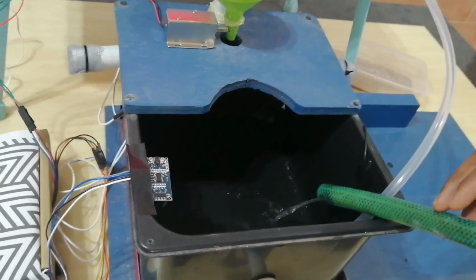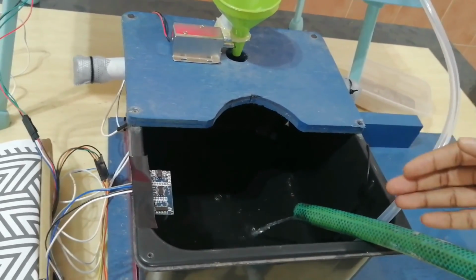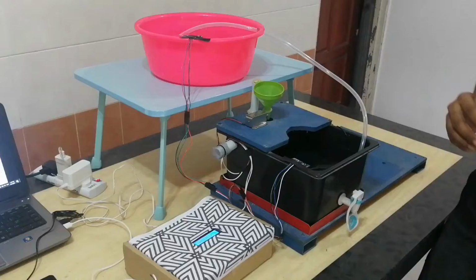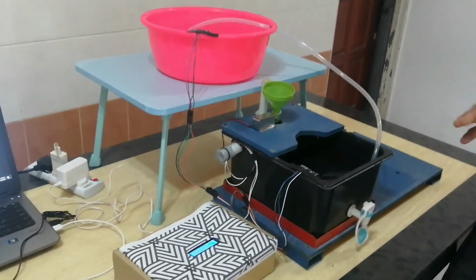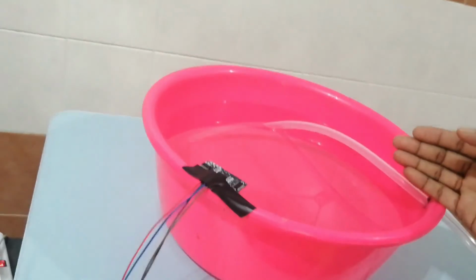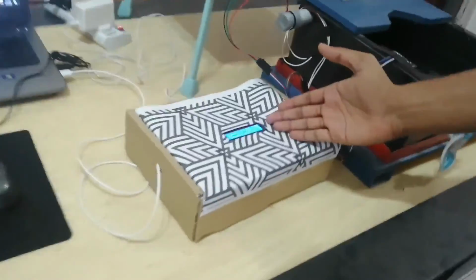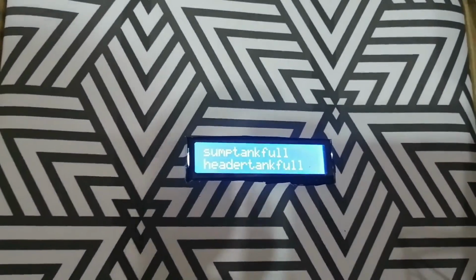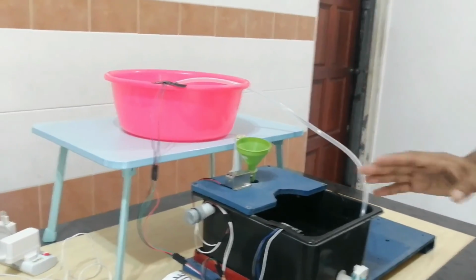Okay, now I'm filling up the sump tank to show how the project responds when the sump tank is full and the header tank is full. Now I'm going to demonstrate my project for the third situation, where the sump tank is full and the header tank is full. In this situation, the LCD display will show that the header tank is full and the sump tank is full, and the water pump will not be turned on since both tanks are full.